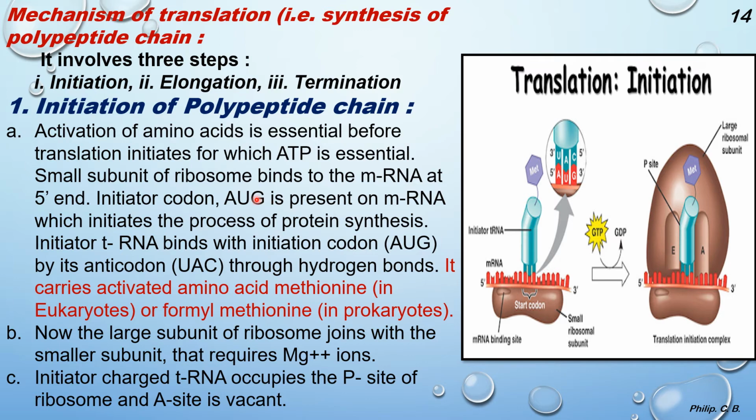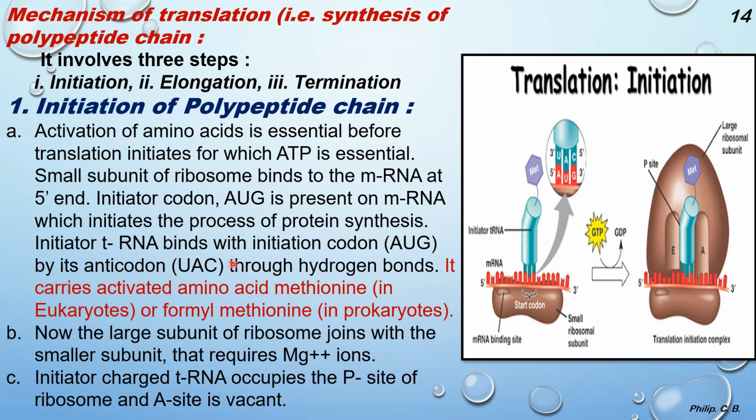Now we can go through the points one by one. First one, initiation of polypeptide chain: the activation of amino acids is essential before translation initiates, for which ATP is essential. Further, the small subunit of ribosome binds to the mRNA at the 5' end. Initiator codon AUG, that is the starting codon or initiator codon, is present on mRNA, as you can see here, AUG, right? Which initiates the process of protein synthesis.